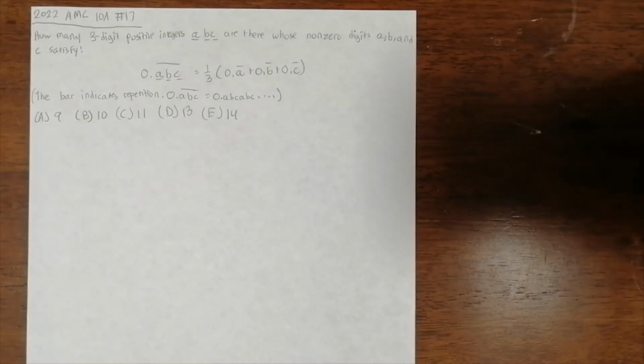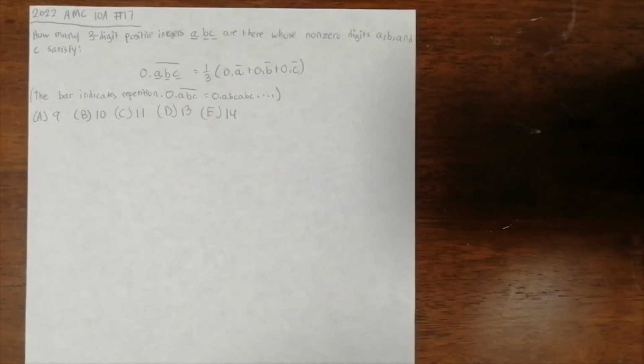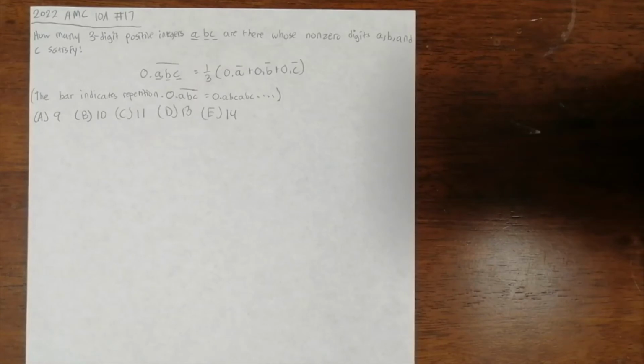Okay, and on to the next one. This is the 2022 AMC 10A number 17. How many 3-digit positive integers ABC are there whose non-zero digits A, B, and C satisfy 0.ABC repeating equals 1/3 times 0.A repeating plus 0.B repeating plus 0.C repeating, where the bar indicates repetition?